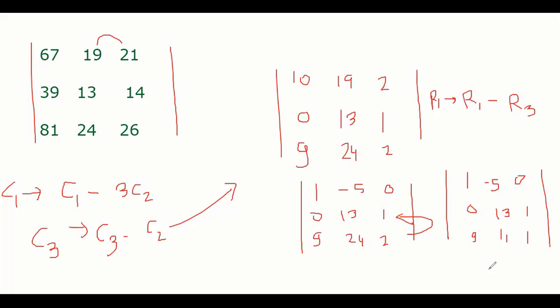In fact, we can do one more time. We would have done 2 times subtraction, right? That will become 0 as well. We could have done 2 times subtraction of row 2 from row 3, meaning R3 minus 2 times R2. So let me do that. I am doing R3 minus 2 R2. So 9 minus 0 will be 9. 24 minus 26, because we are doing 2 times R2, so 2 times 13 is 26. So 24 minus 26 is minus 2. And 2 minus 2 is 0.